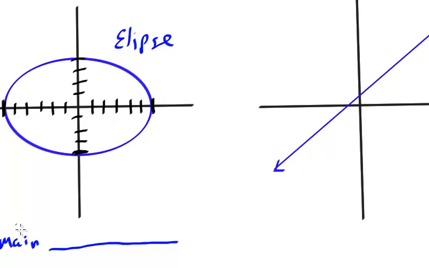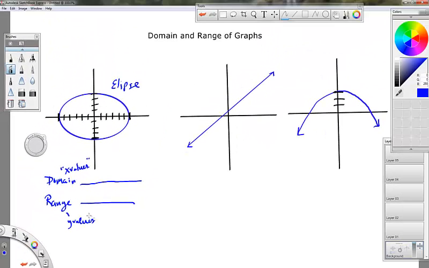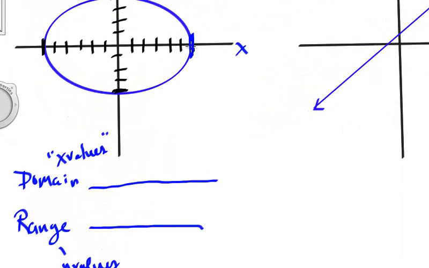Well, the domain, if we're reviewing, would be the x values. The range is the y values. So watch. The domain would be the values of x that this thing covers. Here's the x-axis and here's the y-axis. The domain would be from right here, which is 6, over here to -6. It's kind of like a fence.